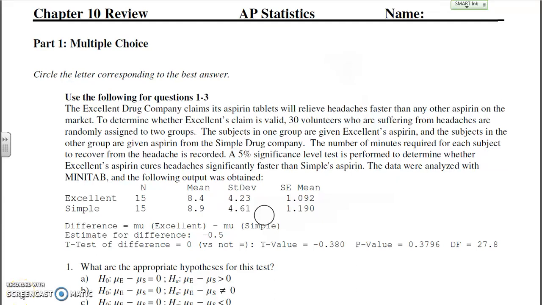All right, so here is your review. Hopefully you guys have had a chance to do it. I'm going to go over it kind of like how I do in class, and hopefully this will be helpful for you to study for the test that's on Friday.